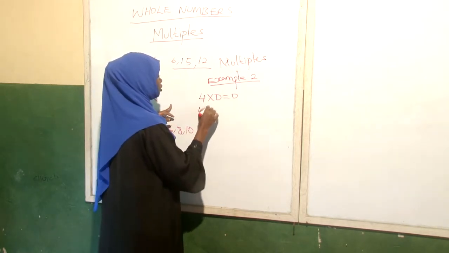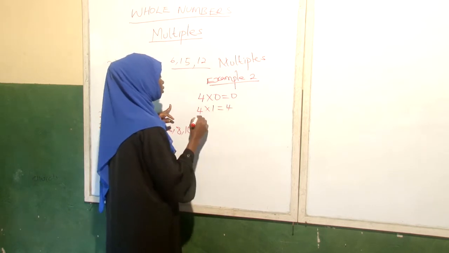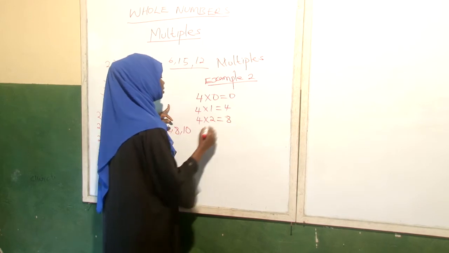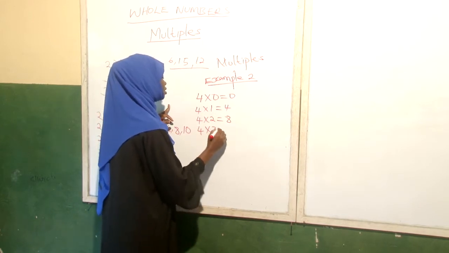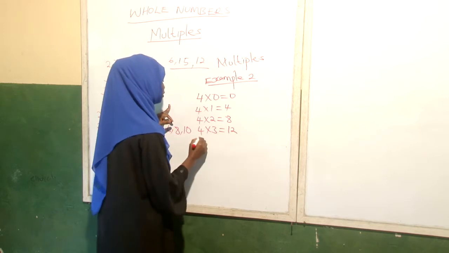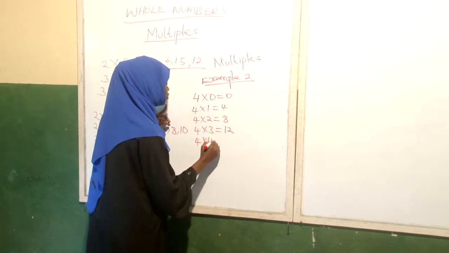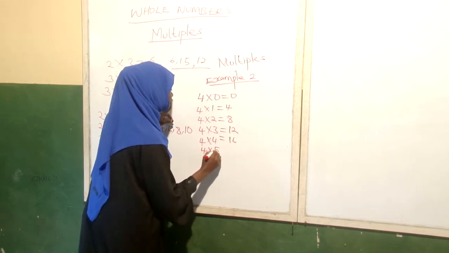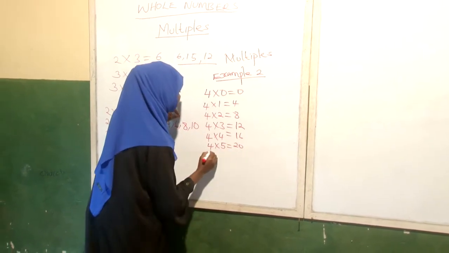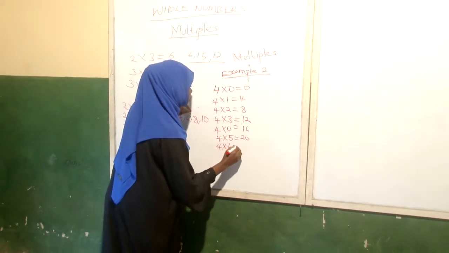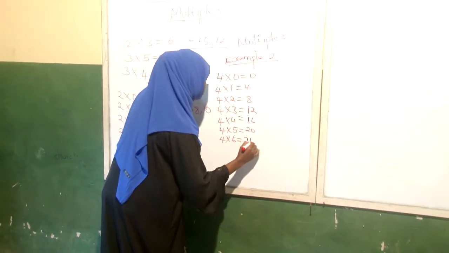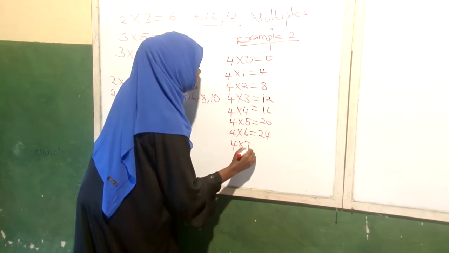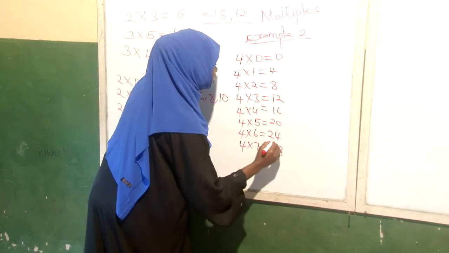Remember, any number multiplied by 0 is 0. Then 4 times 1 will get 4. 4 times 2 will get 8. 4 times 3, we get 12. 4 times 4, we get 16. 4 times 5, we get 20. 4 times 6, we get 24. 4 times 7, we get 28.